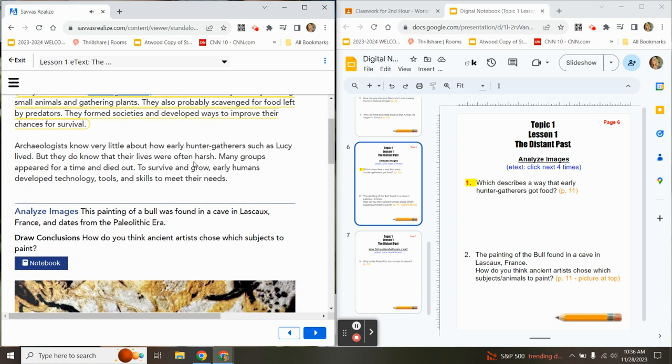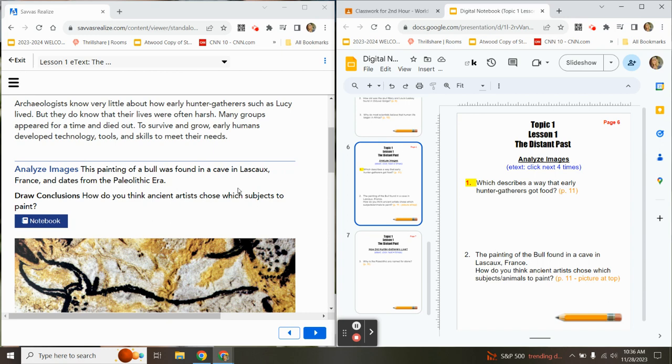Archaeologists know very little about how early hunter-gatherers such as Lucy lived, but they do know that their lives were often harsh. Many groups appeared for a time and died out. To survive and grow, early humans developed technology, tools, and skills to meet their needs.